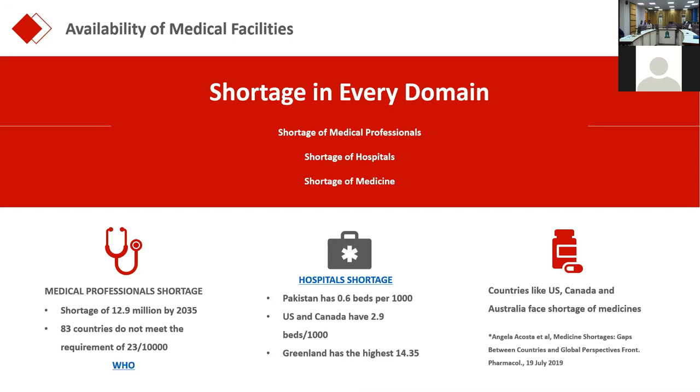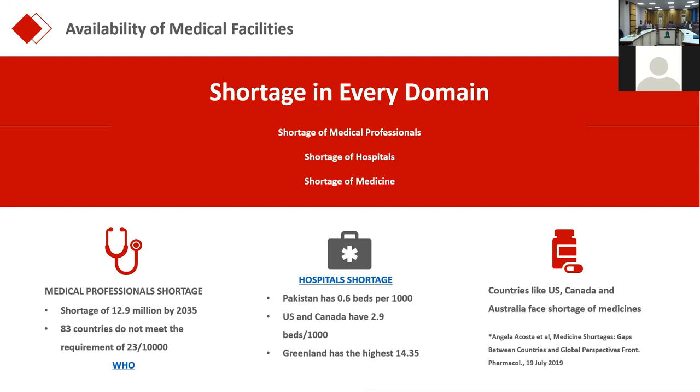Hospital beds, we know in Pakistan, it's tricky to get beds in hospitals. The reason for that is that there's only 0.6 beds per 1,000 people. In Canada, it's a better 0.9 beds per 1,000, but you know, they are not too far. And Greenland is the best, where there's about 14 beds per 1,000 population.